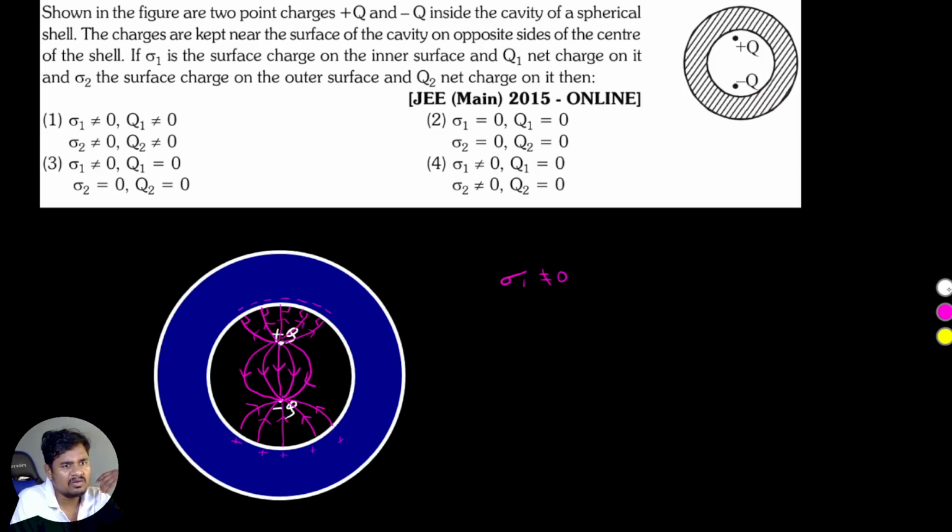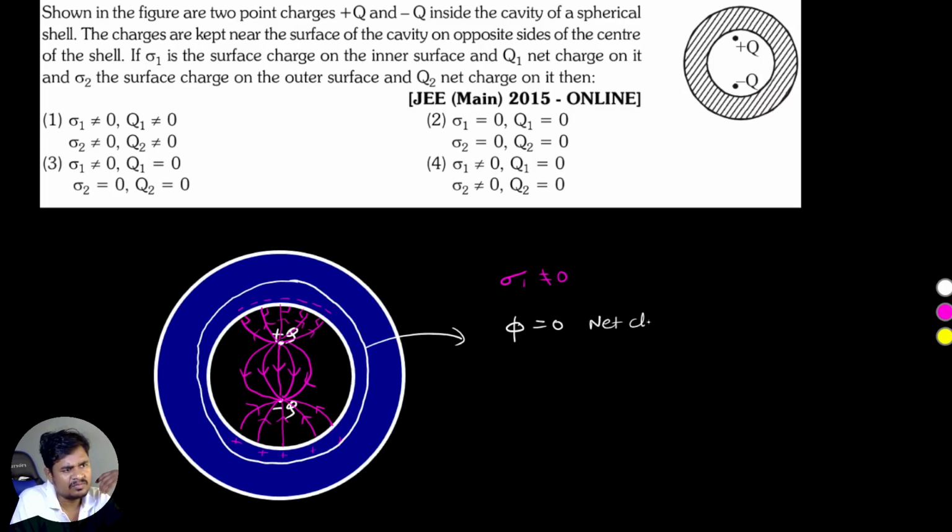But if I draw a Gaussian surface here, the flux through this Gaussian surface is how much? Phi through this Gaussian surface is 0. It says that the net charge enclosed should be 0. Net charge enclosed must be 0. And why is the flux 0? Flux is 0 because the electric field within the conductor body is 0. So net charge enclosed must be 0.